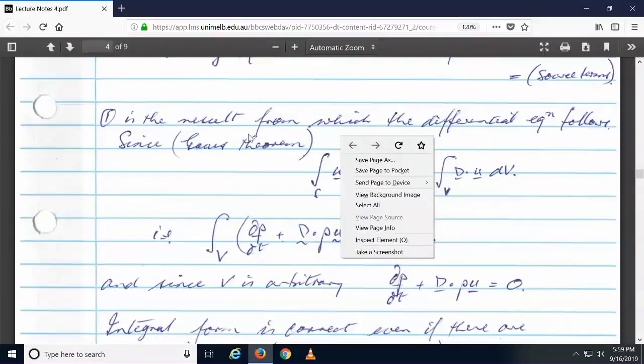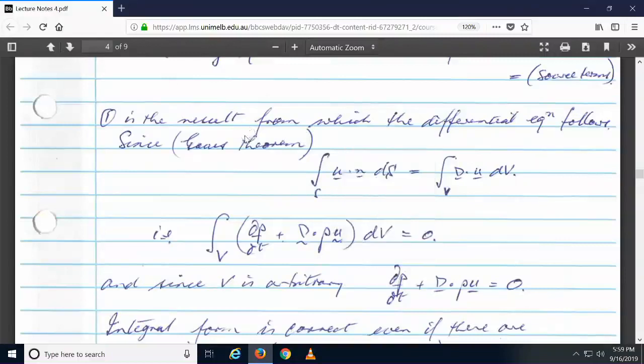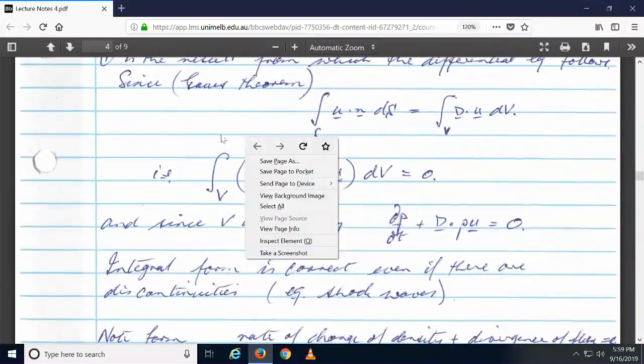However, what if one of these variables is not differentiable? Like the density is not differentiable. When would the density not be differentiable? You tell me. Anybody know? If it's not continuous, there is a discontinuity. All right. So in what circumstance would it not be continuous? For example, what if you had a shock wave?